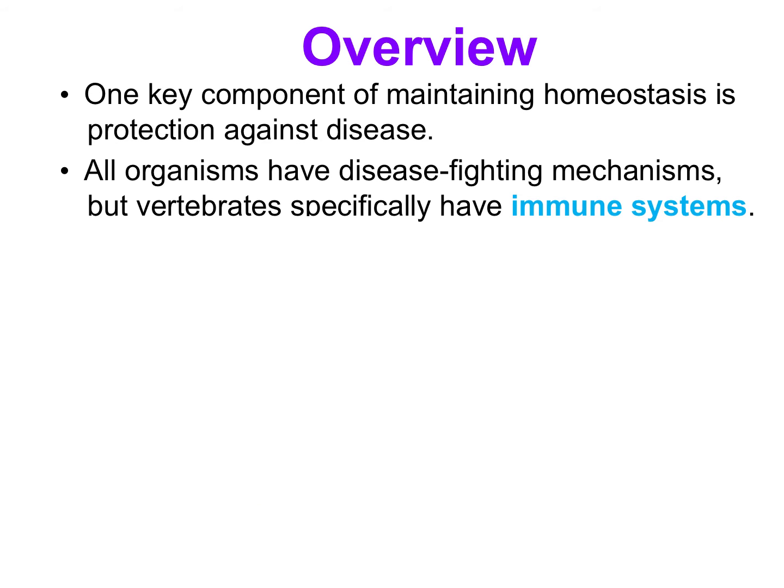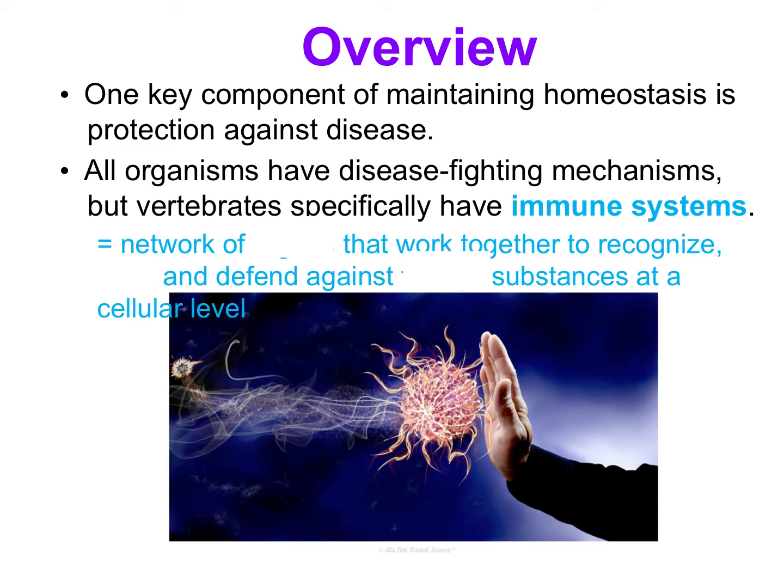All organisms have disease-fighting mechanisms, but vertebrates, which include humans as well as anything else with a backbone, specifically have immune systems. So we have special functions that help us fight against these mechanisms. What our immune system does for us is that it is a network of organs that work together to recognize, fight, and defend against foreign substances at the cellular level. They are fighting in different ways, but they are defending our body from these foreign substances.